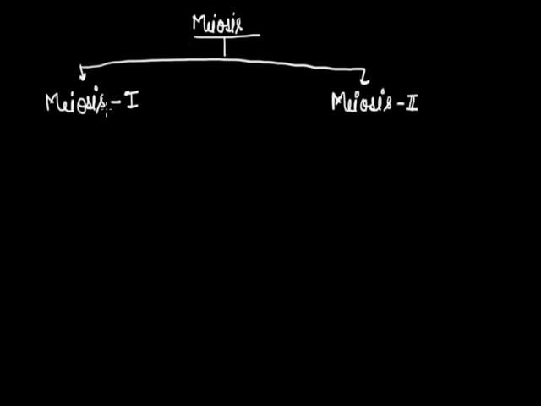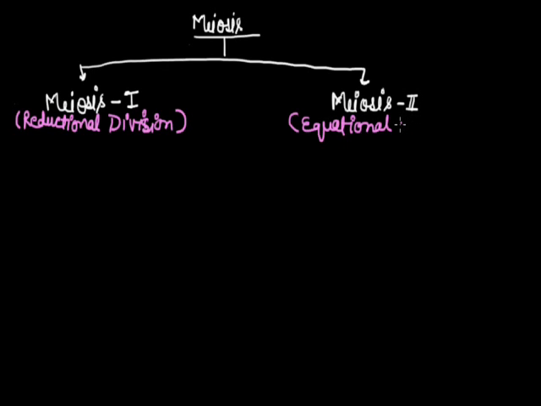Now this meiosis 1 is also called reductional division, because here a 2n cell will divide and form two haploid cells, while the second, meiosis 2, is called equational division, because here the haploid cell will divide and form haploid cells.